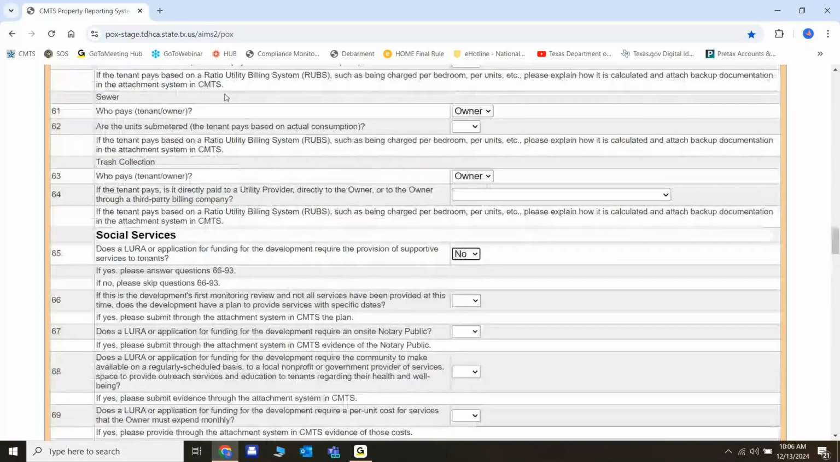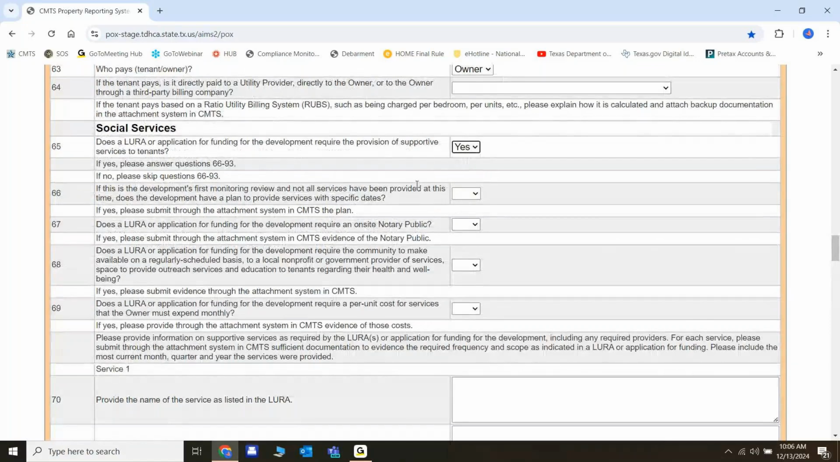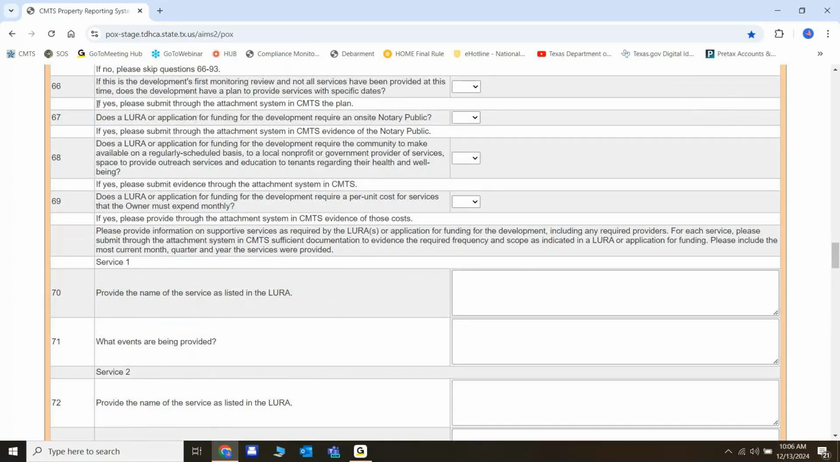But let's go back up to make this a yes. If this is a yes, is this the development's first monitoring review? And maybe not all services have been provided at this time, but there should be a plan. And that plan has to have specific dates. Like, we plan to do an annual health fair in August of 2025. Here is our plan. This is what we're going to do. These are the services we're going to provide to meet these points.